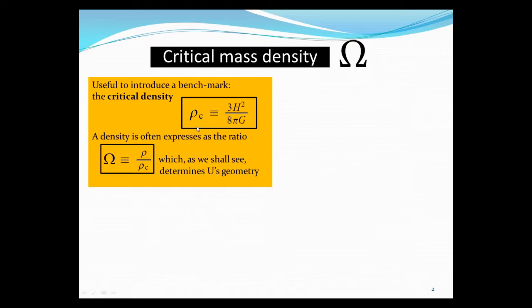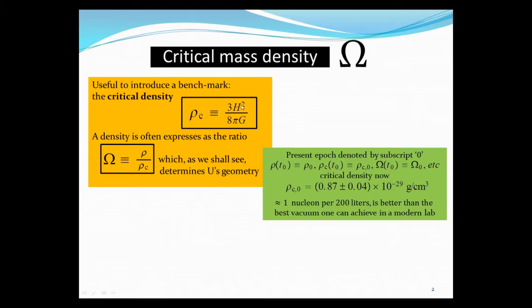And in fact, when we talk about matter energy density, we often take the ratio of that density to this critical density, and that ratio is denoted by capital omega. Such a ratio determines the geometry of the universe. Okay.